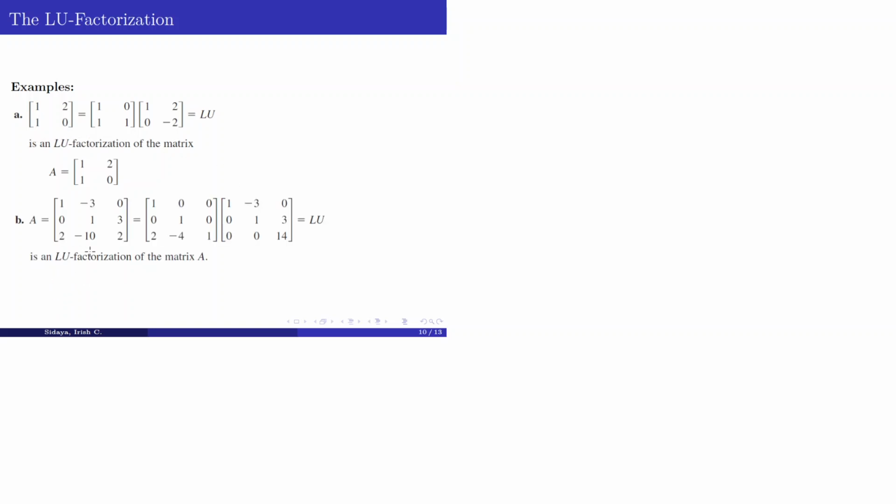Also, we have another example. So you can check that the product of these two matrices is equal to this one. And this is a lower triangular matrix and this one is an upper triangular matrix. So again, these factors are the LU factorization of this matrix A.